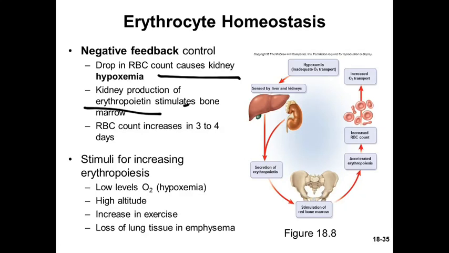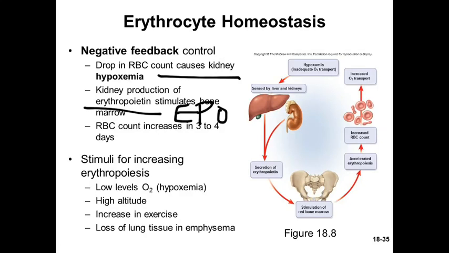This molecule is also referred to as just EPO. And so the EPO then is going to travel from the kidney through the blood, go to the bone marrow, and cause an increase in the red blood cell count. This is going to take 3 or 4 days for this process to occur. And there are different reasons why this would occur.